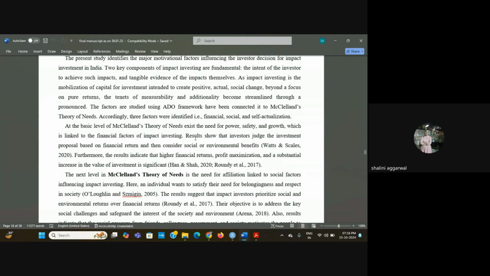What I'm talking about right now is the discussion section. In the discussion section, you have to give a very brief note about the data analysis part. What we have done here is connect the McClelland theory of needs, different parts, with the antecedents. We just stated in the discussion section that three factors were identified: financial, social, and self-actualization. And we have connected it with the McClelland theory of needs.